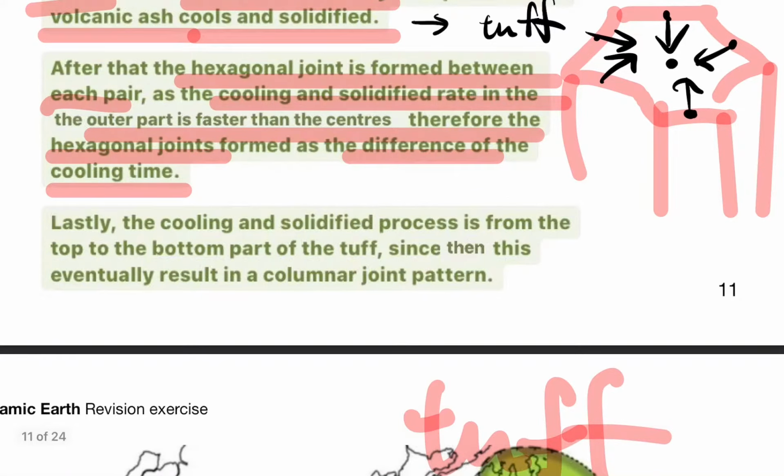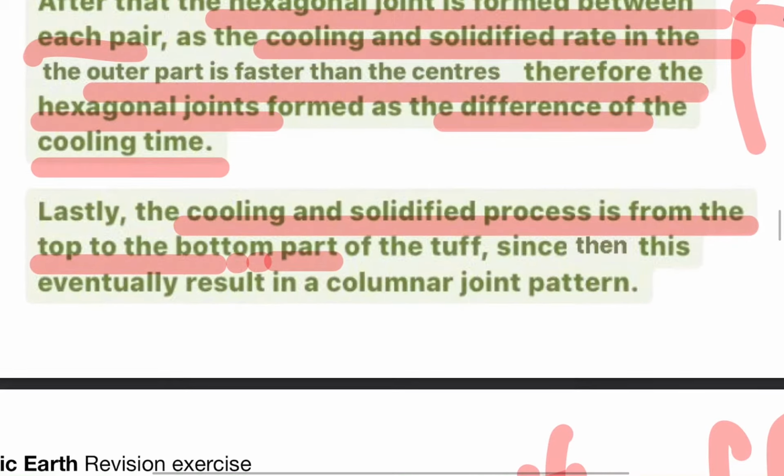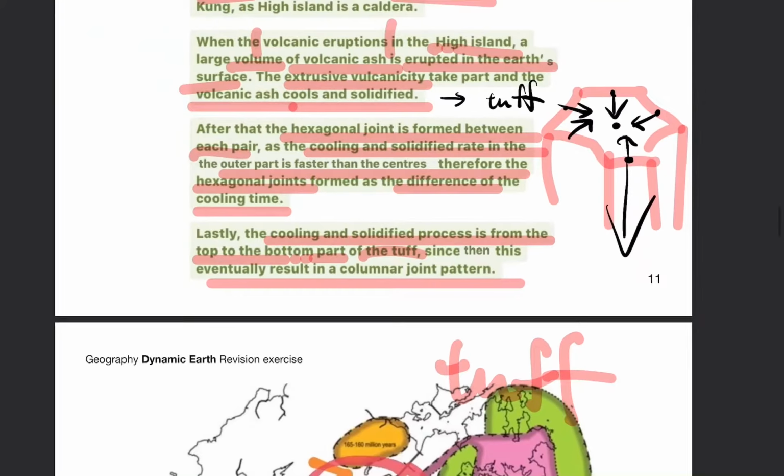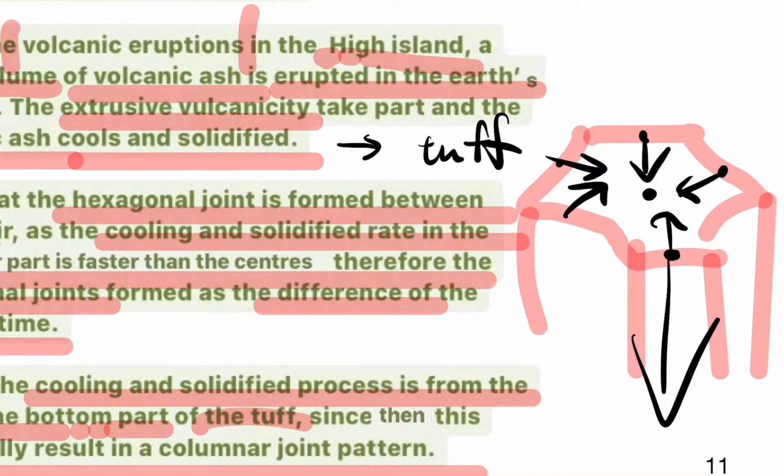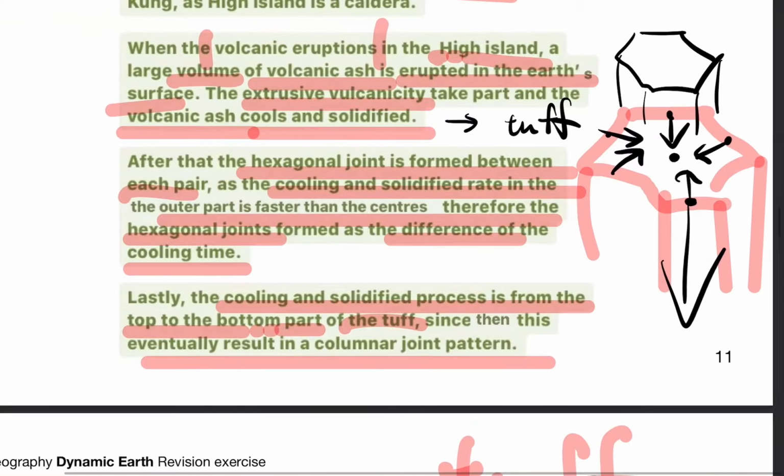Lastly, the cooling and solidification goes from the top to the bottom part of the tuff, 由上至下. Eventually it results in the column joints pattern as hexagonal 六邊形 column joints. You can see it in Hong Kong at High Island, the formation.